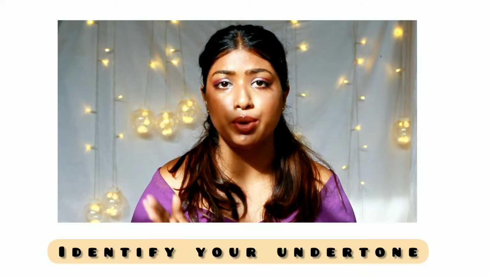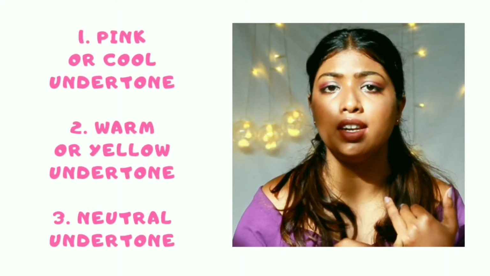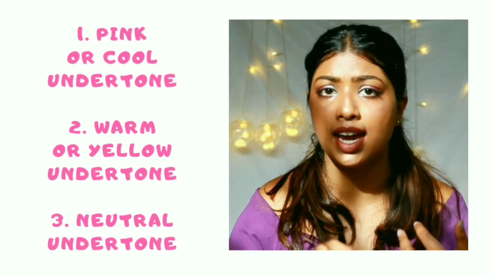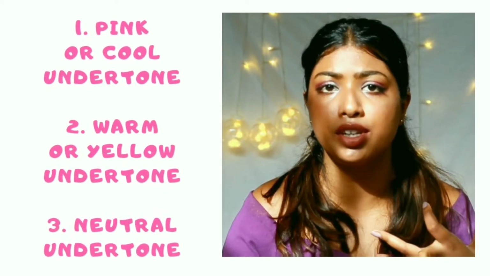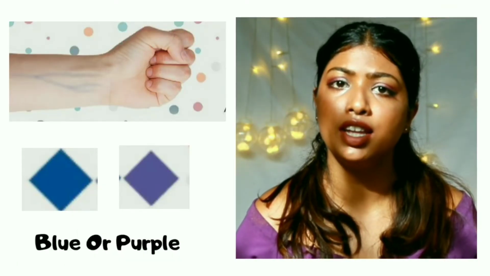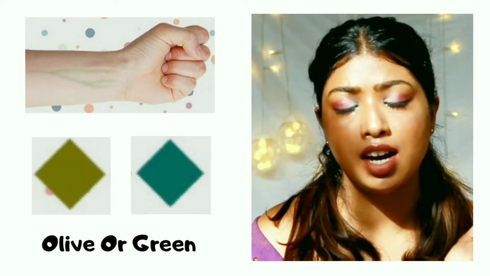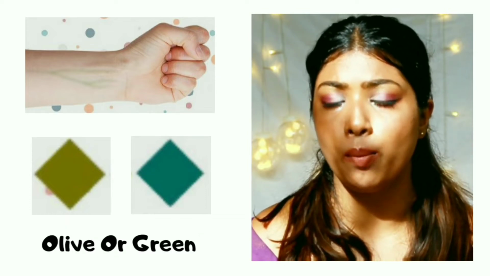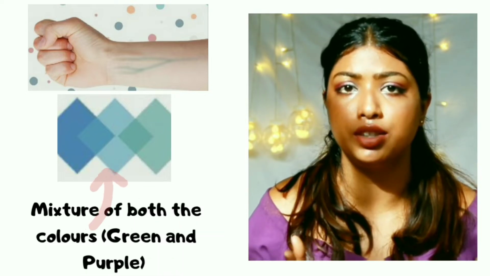So the next step is to identify your undertone. So there are three basic undertones. The first one is the pink or cool undertone, the second one is the warm or yellow undertone, and the third one is the neutral undertone. So there are two ways how you can identify your undertone. The first one is to have a look at your veins. If your veins are purple in color, then you are a pink or cool undertone. So if your veins are green in color, then you are a yellow or warm undertone. And if you have both the colored veins, then you are a neutral undertone.